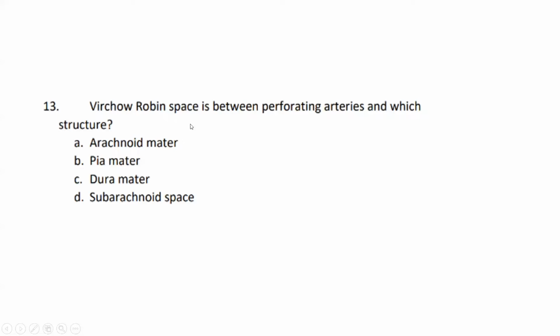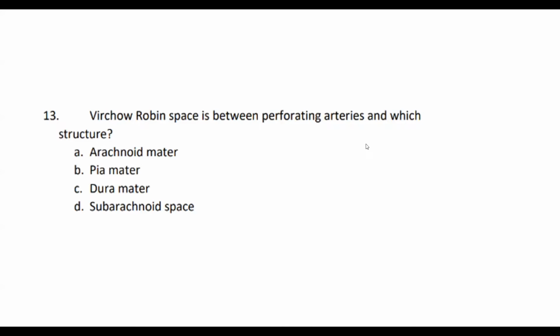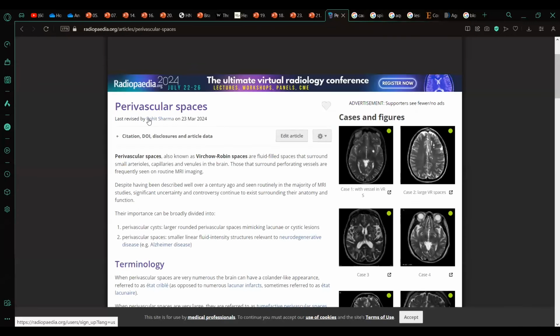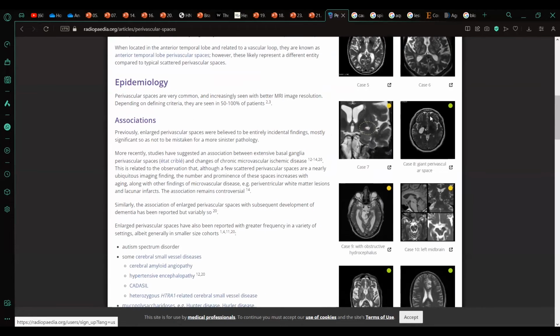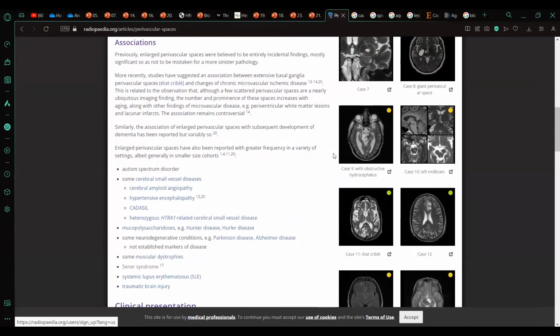Okay, so the key here is knowing what a Virchow-Robin space is. So here on Radiopaedia, a Virchow-Robin space is a perivascular space. They're fluid-filled spaces around the arterioles, and basically they surround any perforating vessels that you'll see. Here's a bunch of cases that you can look at where it will show you Virchow-Robin spaces around the vessels.